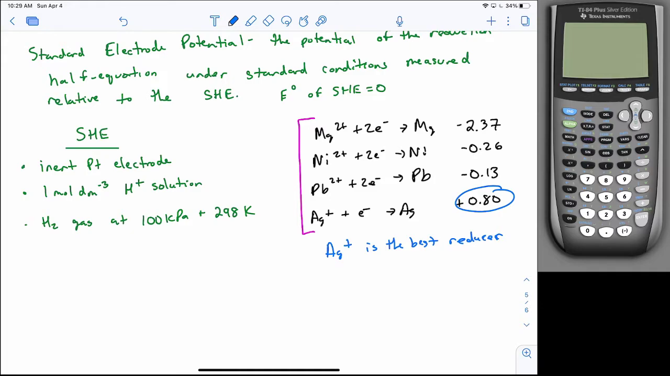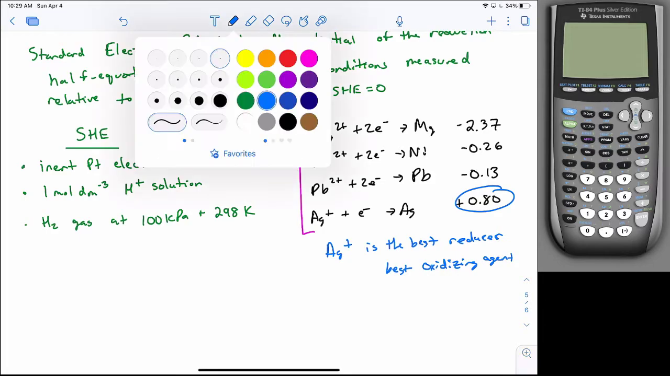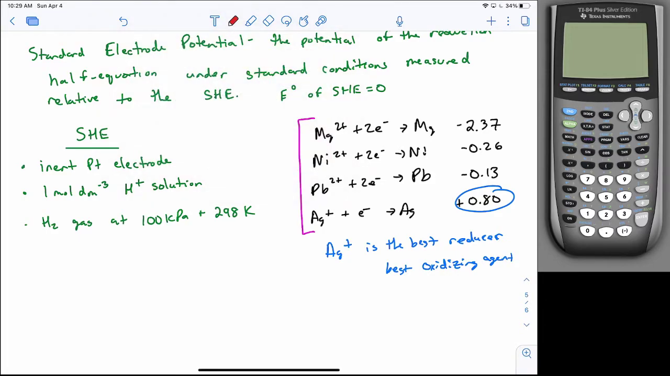Now, if you're doing all oxidation reactions, the most positive is the best oxidizer. So don't mix that up. Don't always assume that the most positive is the best reducer. The most positive is the best of the type of reaction that you're dealing with. So in this case, because they're all reductions, the most positive is the best reducer. So you would also say it's the best oxidizing agent. Okay.